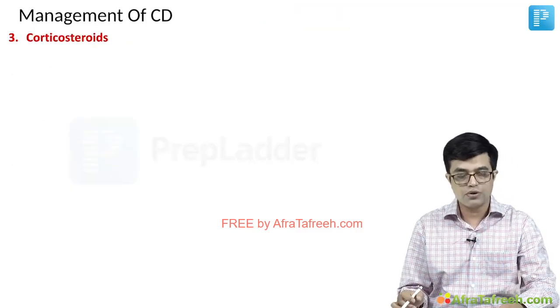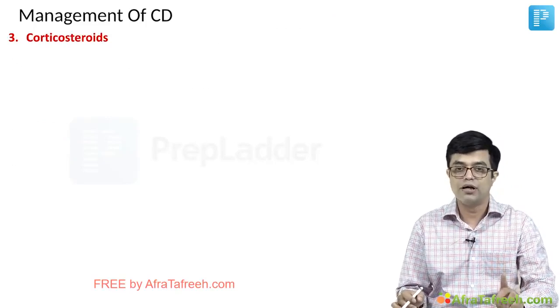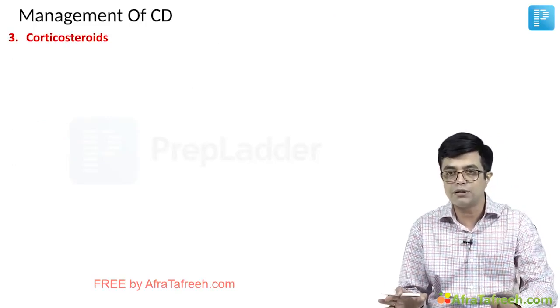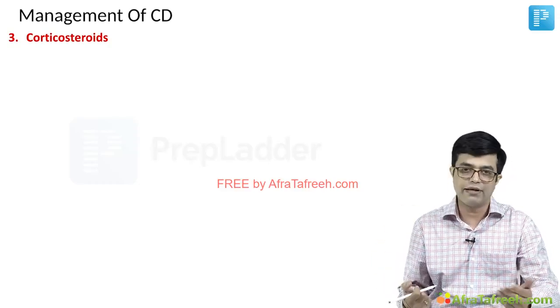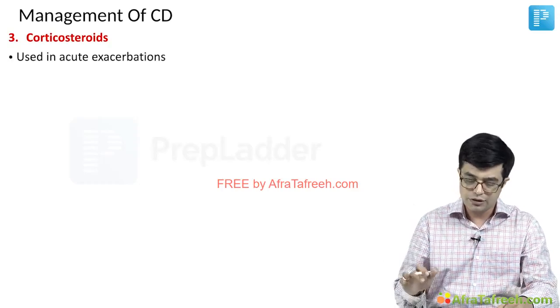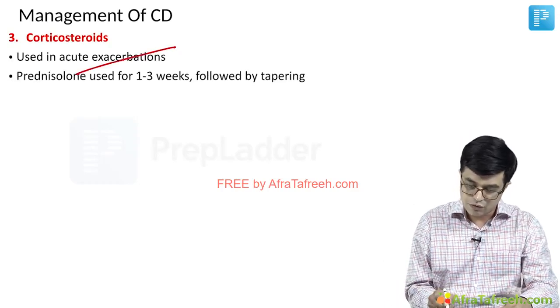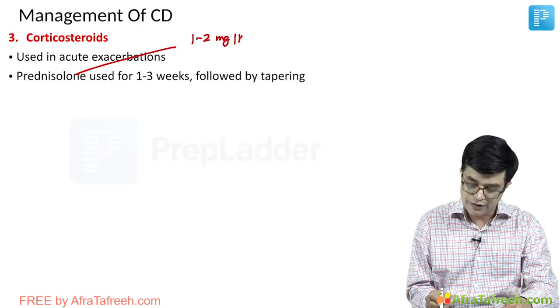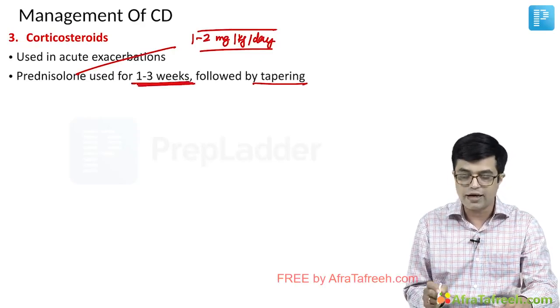Third category are the corticosteroids. They are useful for inducing acute remission, but they are not useful for maintenance purpose. Obviously, systemic steroids will never be a maintenance agent. Their side effects will come into play. So they are used in acute exacerbations. Prednisolone will be used in a dose of 1 to 2 milligram per kg body weight per day. Maximum dose of 60 milligrams should not be exceeded. They will be used for 1 to 3 weeks followed by rapid tapering.